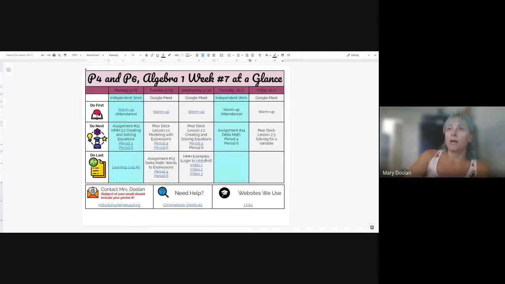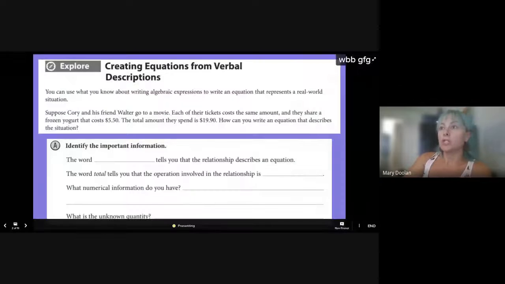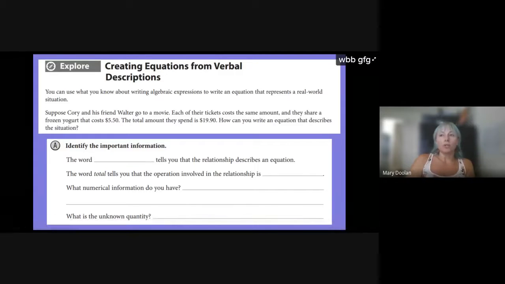Okay, so creating equations from verbal descriptions. You can use what you know about writing algebraic expressions to write an equation that represents a real-world situation. Suppose Corey and his friend Walter go to a movie. Each of their tickets cost the same amount, and they share frozen yogurt that costs $5.50. The total amount they spend is $19.90. How can you write an equation that describes the situation?